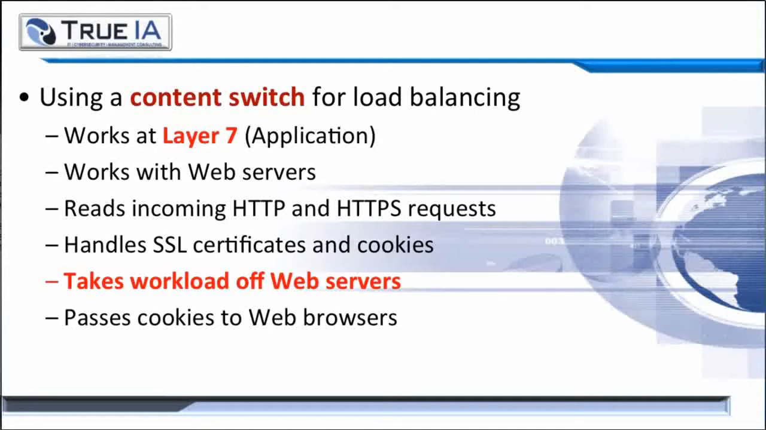So a content switch for load balancing. Using a content switch for load balancing, now we've moved up another couple of layers. This works at layer 7, the application layer. It works with, for instance, web servers. It reads incoming HTTP and HTTPS requests and then handles SSL certificates and cookies. This takes the workload off of your web server, and it then passes those cookies to your web browser, acting as an intermediary.